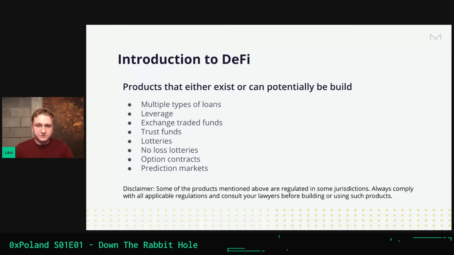You can build option contracts. Options are those financial instruments used in the markets that allow you to have an option to buy some asset at some price in the future. And with smart contracts, you can build something like that.